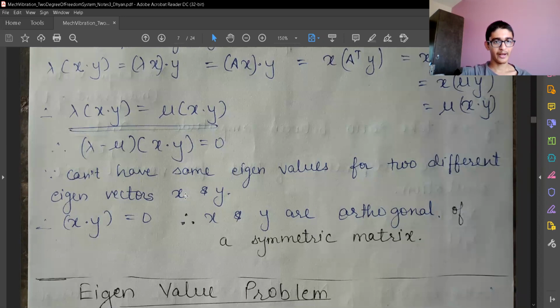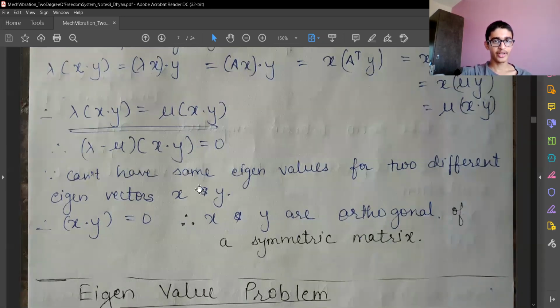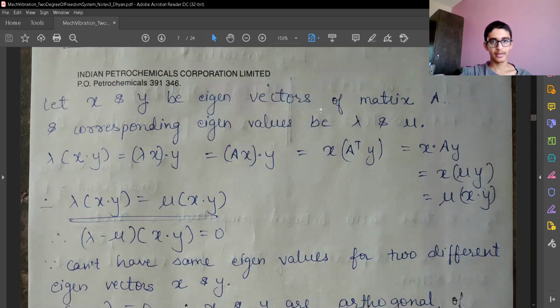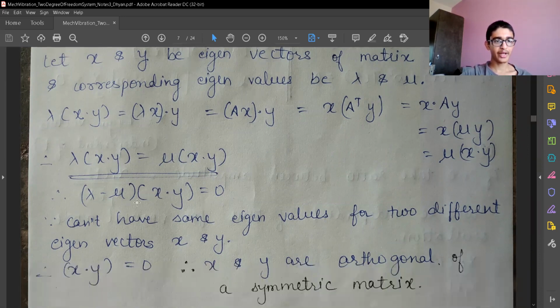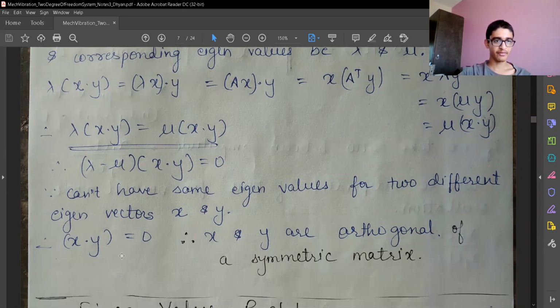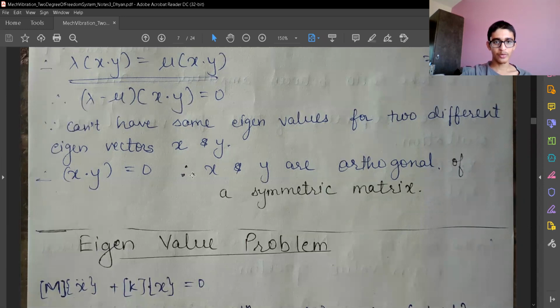We are just proving that they are orthogonal. So we know that there are two different eigenvectors, hence their eigenvalues are going to be different. So we cannot say lambda and mu are same. So lambda minus mu cannot be 0. That means that X dot Y must be 0. When X dot Y is 0, that means that X and Y are orthogonal. That is, X dot Y is equal to |X||Y| cos theta. Cos theta must be 0. Cos theta is 0 means theta is 90 degrees. Theta is 90 degrees means the X and Y, which are two vectors, are orthogonal to each other. So we have also proved that X and Y are orthogonal.